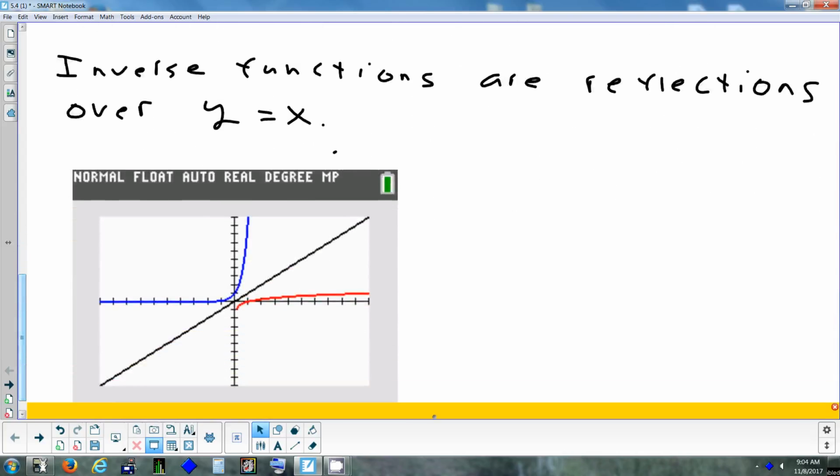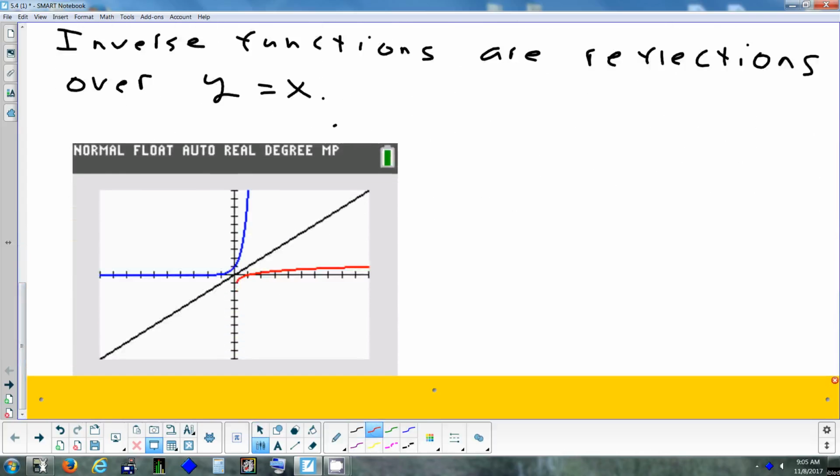Okay, so what I have in blue, that's an exponential. In black, that's the line y equals x, going right through the origin at a 45-degree angle. In red, the calculator had a little trouble sketching it, but what it should look like is that. In red, that's a log function. And hopefully you can tell that if it's a mirror image, like if that was a piece of paper and you folded it right on the black line, the blue one and the red one would land right on top of each other.